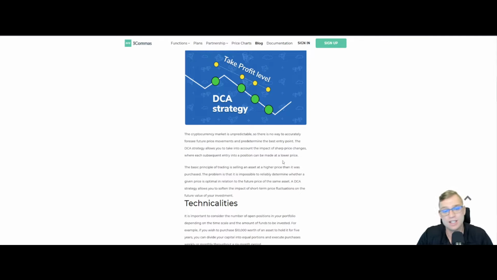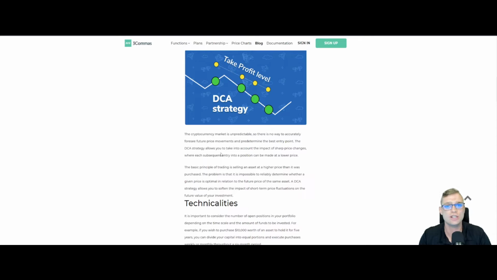What we see here is that, yes, the cryptocurrency market is unpredictable. It is in its infancy, guys, and technical analysis will only take you to a certain point. Now, with the DCA strategy, it allows you to take into account the impact of sharp price changes.